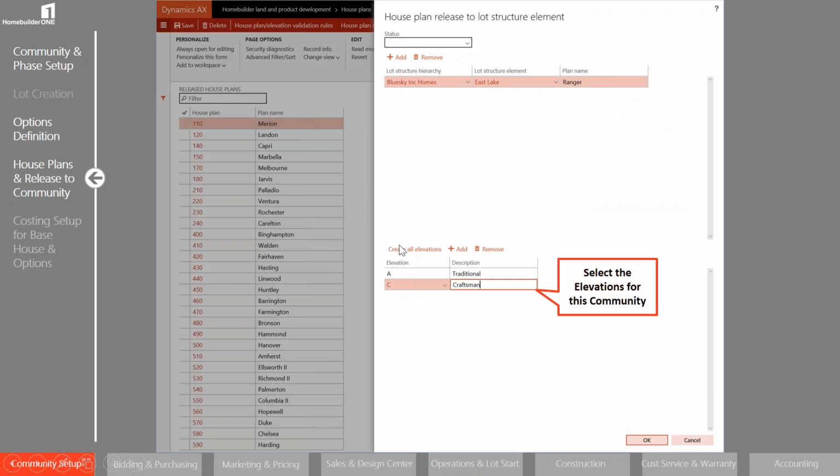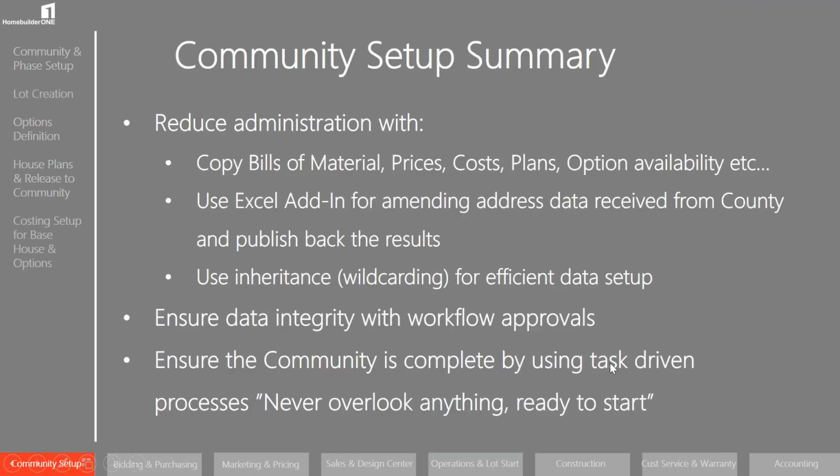And the same with the elevations. Maybe normally they're called A and C, and then it's up to the division to record a local description for them. So once we click OK, that will go ahead and build the house plans.